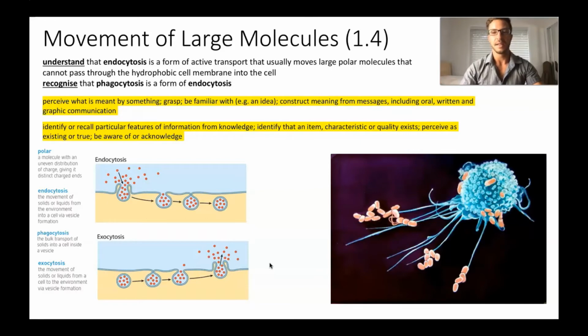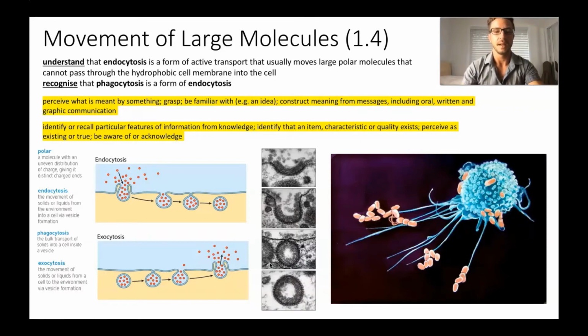And here is an image taken from an electron microscope of this playing out in real life. So you can see the membrane, and then there's these large molecules, and the membrane folds in, creating this vesicle, and now it's inside the cell. So that is an example happening in real life.